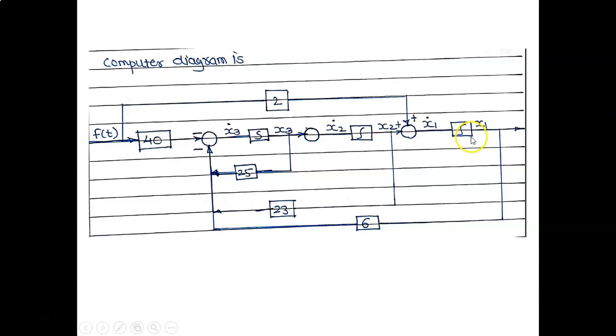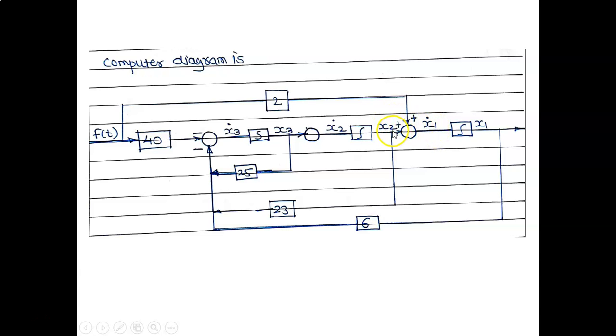And now we have to go backward. Therefore x3 dot is equal to minus 6 x1 minus 23 x2 minus 25 x3. Just take out the signals and add the transfer function blocks: in the signal of x1 the block is 6, in the signal of x2 it is 23, and in the signal of x3 it is 25. All the signals are negative here.